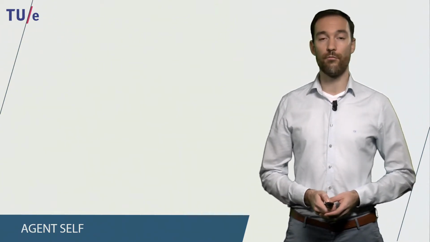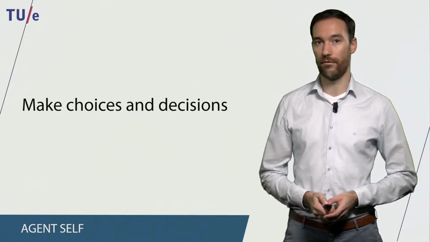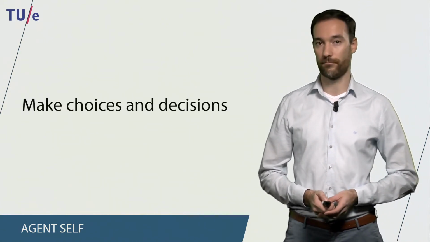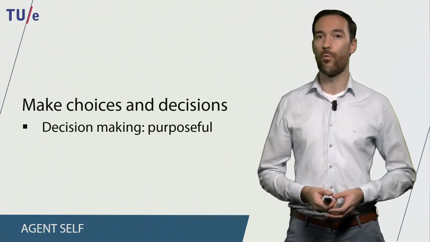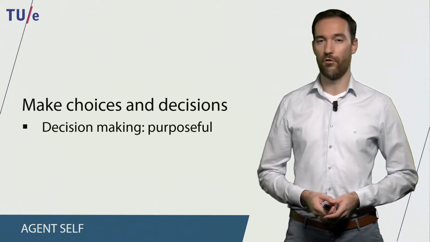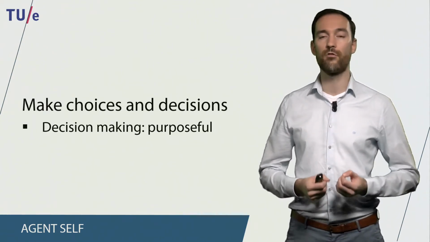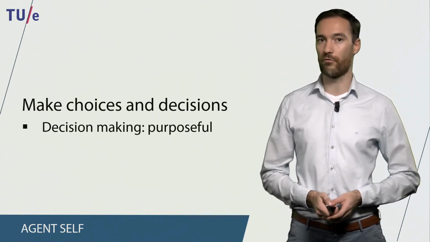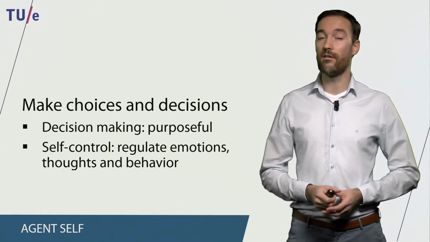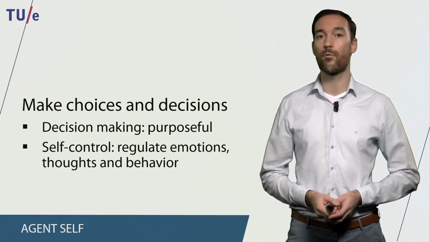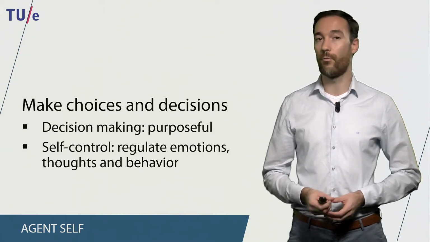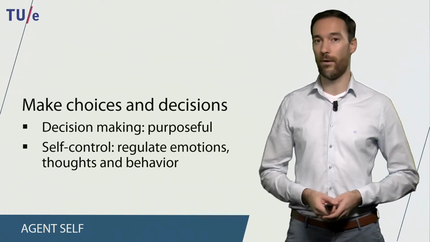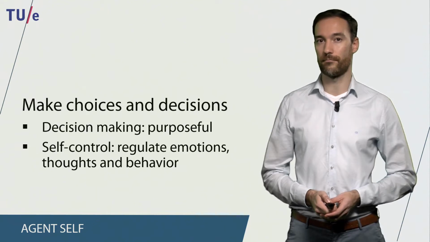The third part of the self is what we call the agent self. And the agent self is concerned with making choices and decisions. And when we make decisions, we often do this purposefully. So we consciously think about the behavioral decisions that we want to take. And the agent self is responsible for this. The agent self is also responsible for what we call self-control. So we can regulate our emotions, thoughts, and our behaviors thanks to having an agent self.